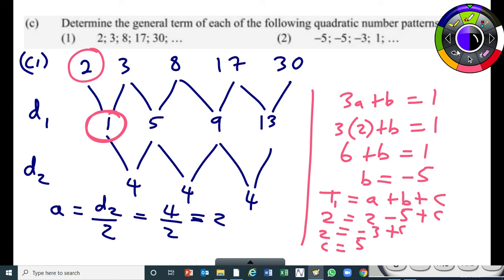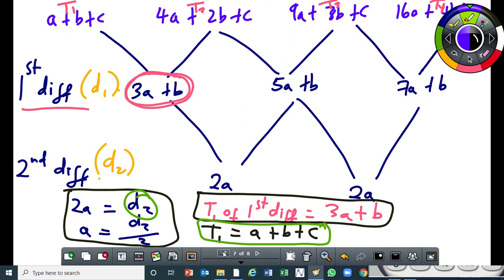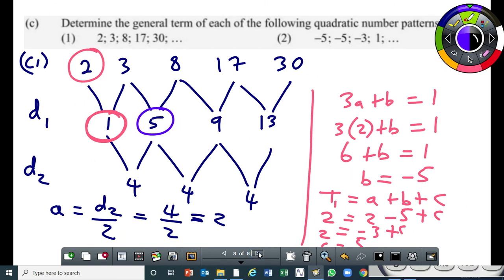You want to use 5a plus b? Yes, okay. Check this out. If you want to use 5a plus b, it means it's going to be equivalent to 5. Let's test it. You see this? What is the second term of the first differences? 5a plus b. This is the second term. So if I want to calculate b, I can also use the second term. I can use the third term of the first differences. But generally, we use the first term. But it doesn't mean you can't use the second term or the third.